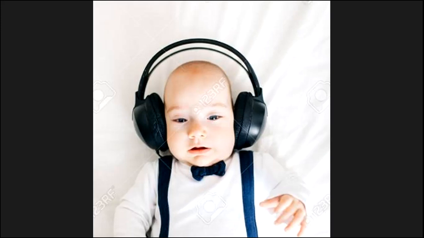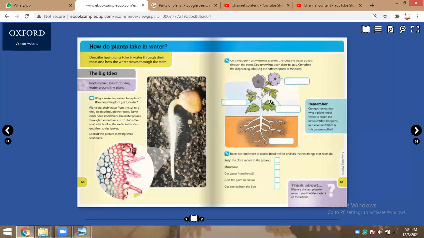Today we are going to discuss parts of a plant and their functions. Open your books, page number 60.